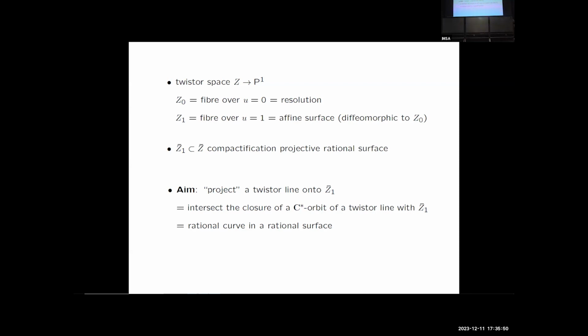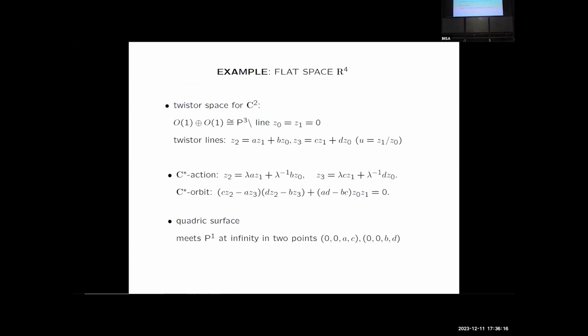And we have a 4-parameter family of twistor lines. And if we forget about the real structure, we have a complex 4-dimensional family of twistor lines in the actual twistor space, but we're looking at the C star orbit. So what we hope to get is a 3-parameter family of rational curves inside this projective surface. So let's just see what properties these curves will have.